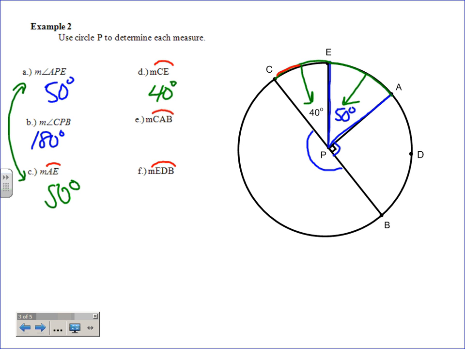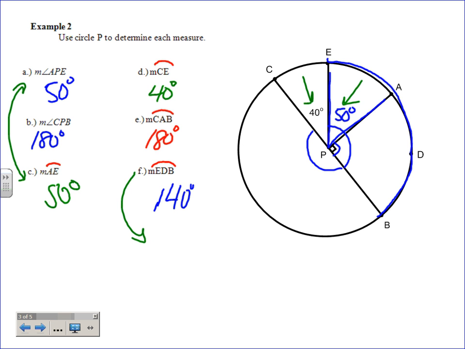How about CAB? Got to go that way. Well, that's 180 degrees. And EDB. So you go from E to D to B. What'd you get for that one? 140. 2 ways you could have done that, obviously. You could have just added these both together, or you could have said this whole thing's 180 and I'm not using 40. So that leaves 140. Either way. So any questions on that one?